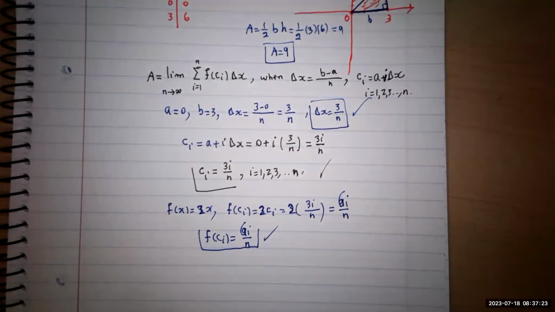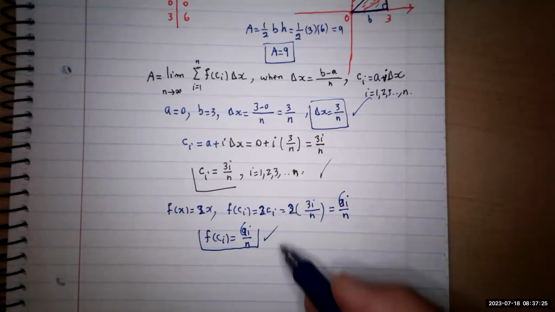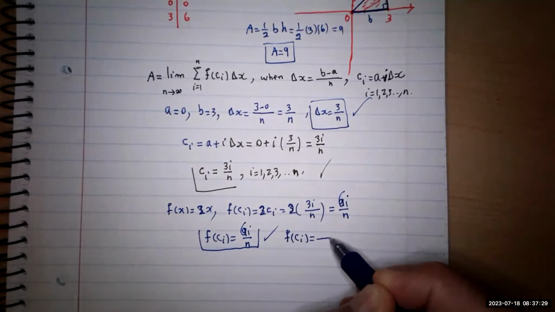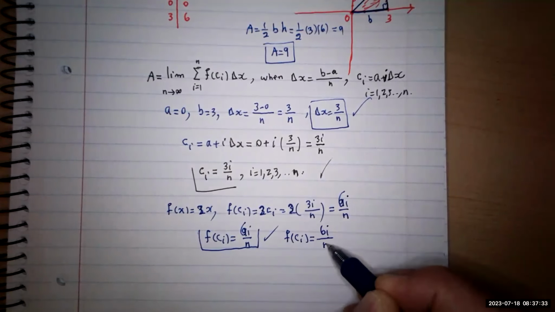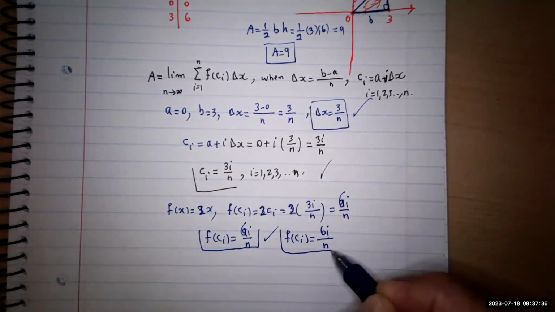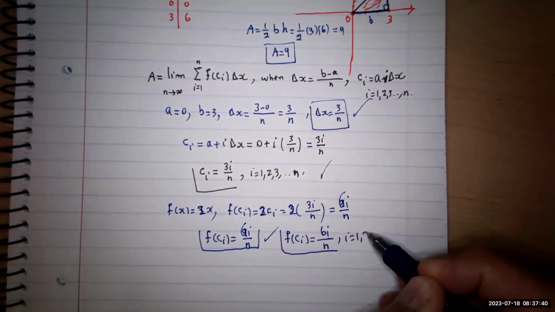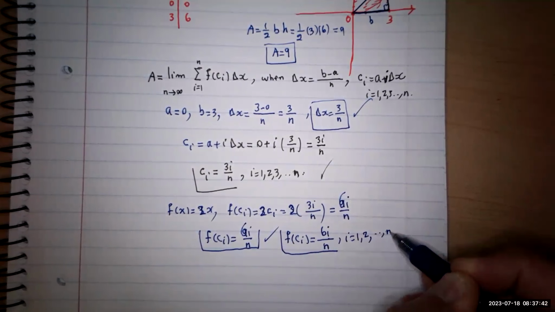Okay, so we have a 6i. I rewrite it here. So f of ci is going to be 6i over n, and i is equal to 1, 2, up to n.